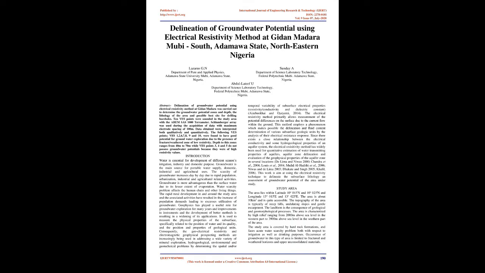Delineation of groundwater potential using electrical resistivity method at Gidan Madara, Mubi South, Adamawa State, northeastern Nigeria. Abstract: Delineation of groundwater potential using electrical resistivity method at Gidan Madara was carried out to determine the groundwater potential zones in depth, the lithology of the area and possible best site for drilling boreholes.